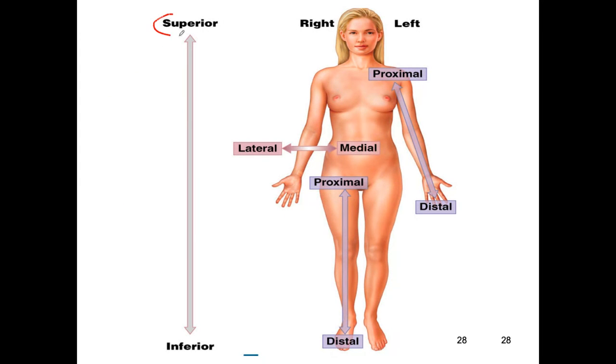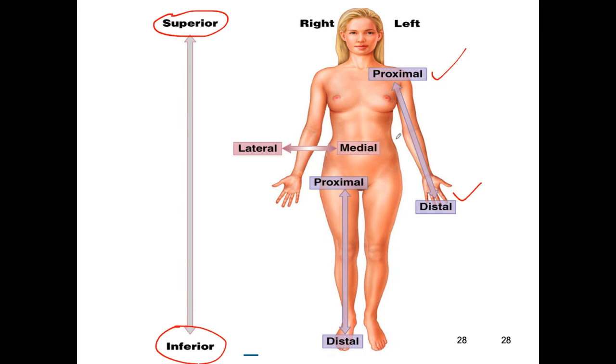So here are the terms. Superior is moving towards the head, inferior is moving away from the head or towards the feet. The terms proximal and distal are going to be related to the extremities for the most part. So distal is when you're moving towards the distal part. Proximal is when you're moving towards the trunk region.